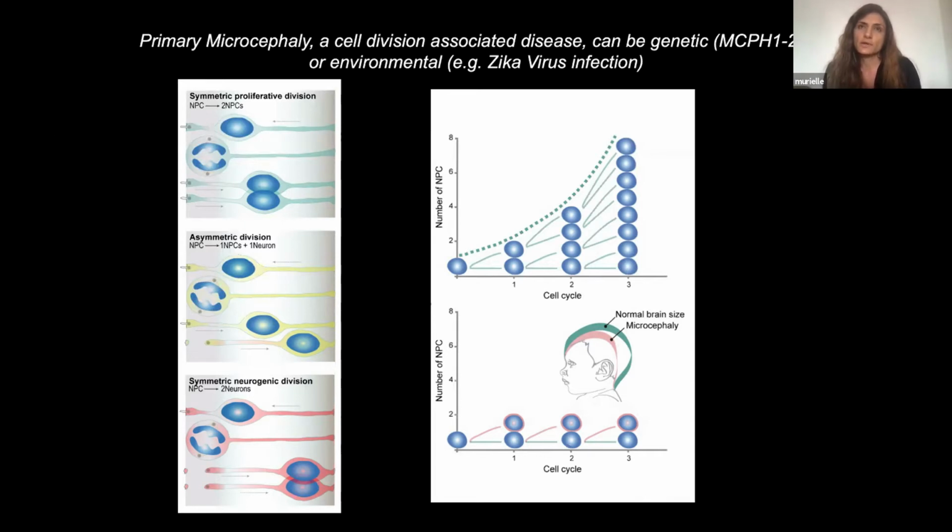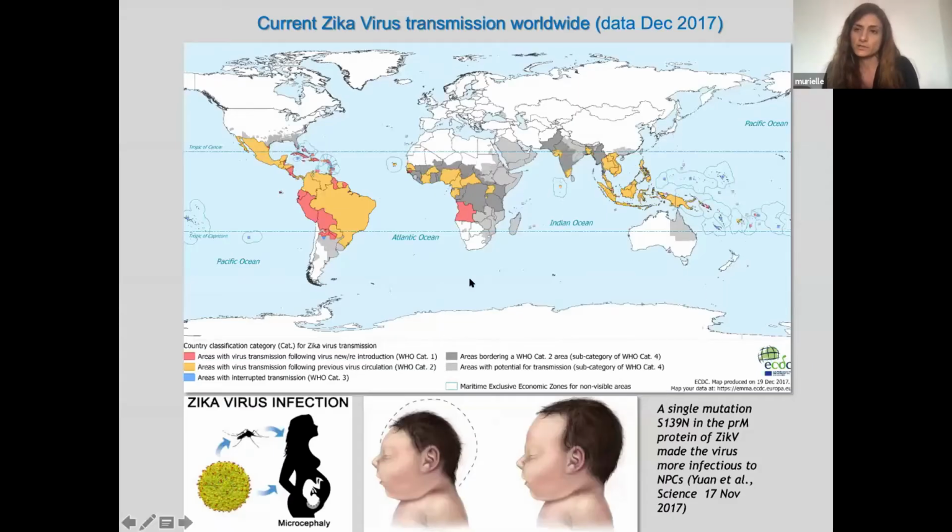Of the 20 loci described so far, 13 genes encode centrosomal proteins. It could also be non-genetic, so environmental, like in the case of Zika virus infection. So, a brief historical introduction of the Zika virus. The Zika virus was discovered in the Zika forest of Uganda in 1947 in the rhesus monkey.